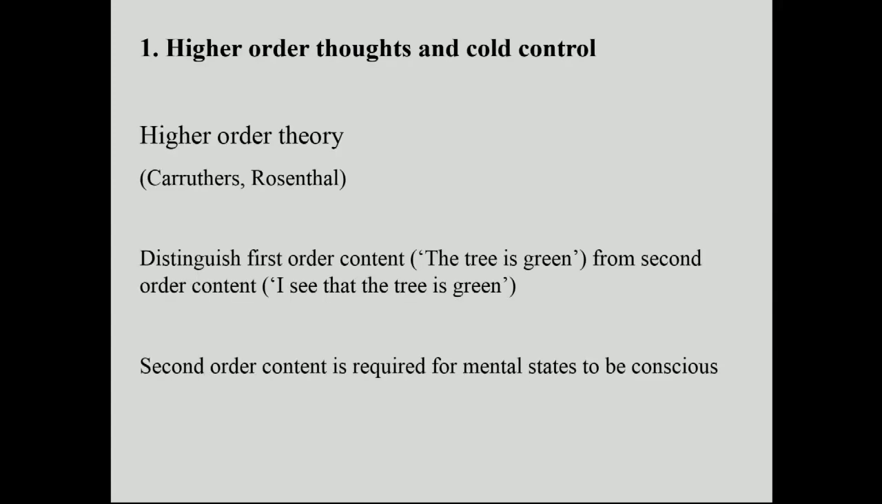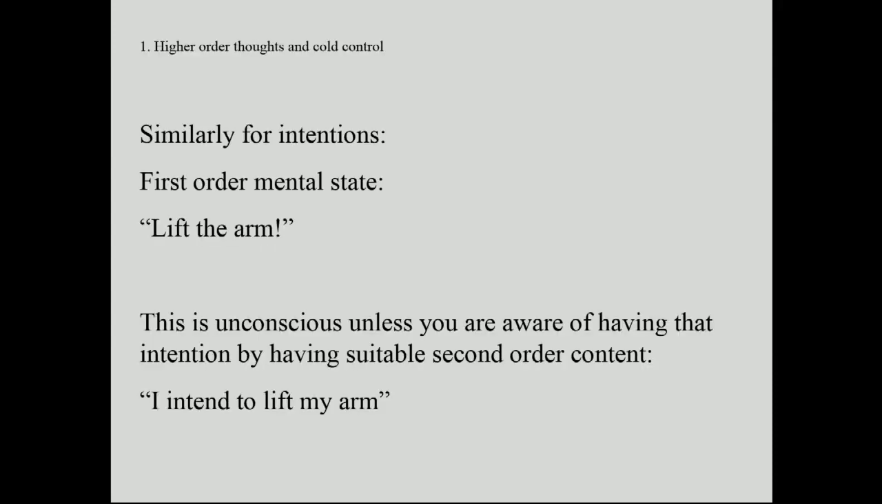So we've talked about higher order thought theory throughout the module. The basic idea of higher order theories, whether the higher order thought, higher order perception, or whatever they are, is to distinguish content which is about the world, that's first order content, from second order content, which is content about mental states per se. And the idea of the higher order theories is that you need second order content in order for mental states to be conscious. Now that's typically discussed, either in the philosophical or psychological literature, with respect to perceptual states. So a blindsight patient on these sorts of theories has unconscious seeing because he or she sees but is not aware of the seeing.